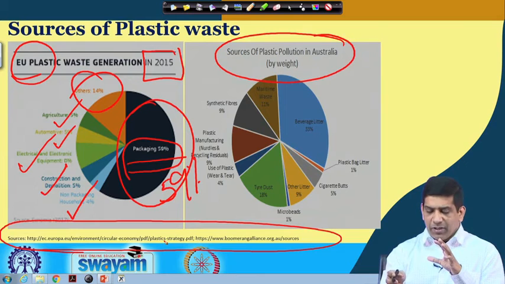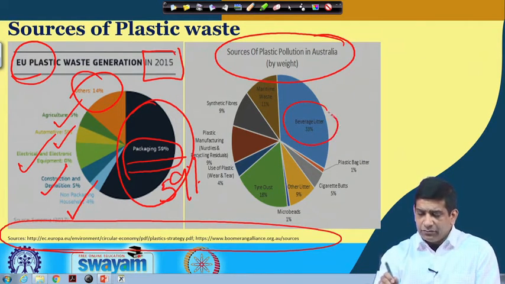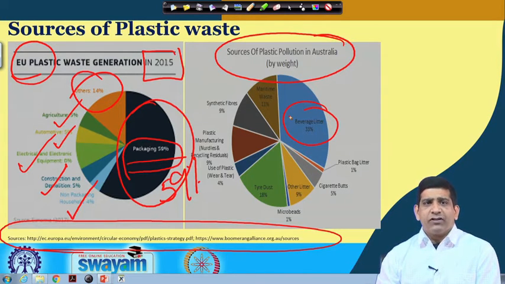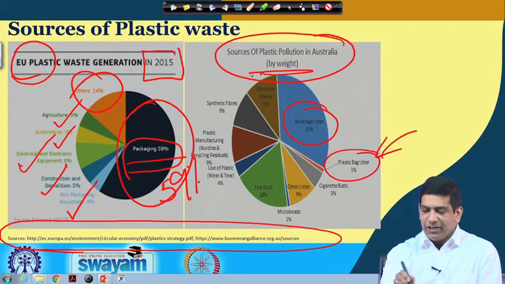And this is coming from a report from Australia, where they are talking about beverage litter, which is 33%. So nearly one third of the plastic pollution that is happening in Australia is because the beverage bottles are not being managed properly. So again, it's the waste, it's not the plastic by itself, it is the plastic bottle waste which is creating the problem. Now, the plastic bag litter was only 1%, and that's by weight. So remember, this is by weight.